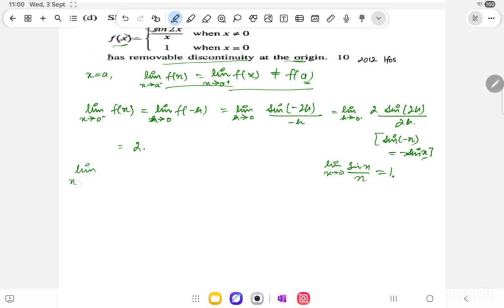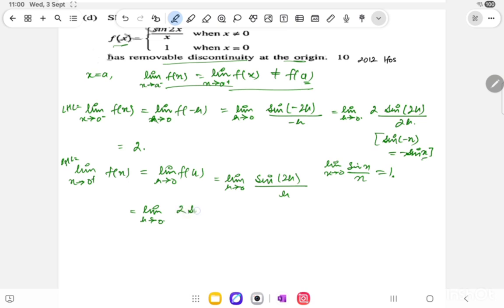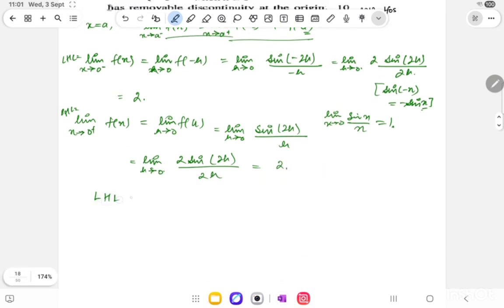Likewise, this is left hand limit, and my right hand limit will be limit x approaches 0 f(x) is equals to limit h approaches 0 f of h, which is basically equals to sine 2h upon h. I can multiply and divide by 2. So I'll be getting 2 into sine of 2h upon 2h, which is equals to 2. So my left hand limit is equals to right hand limit, that is 2.